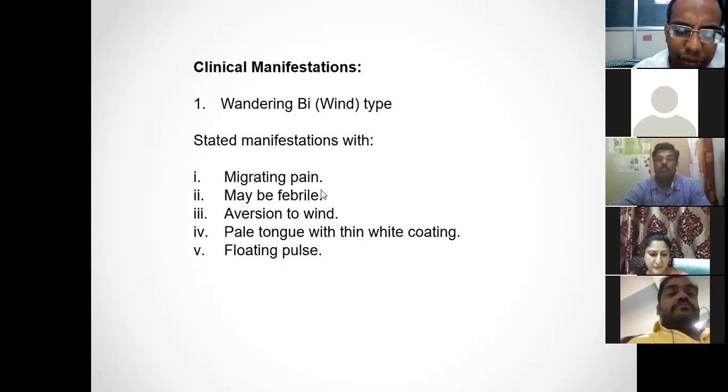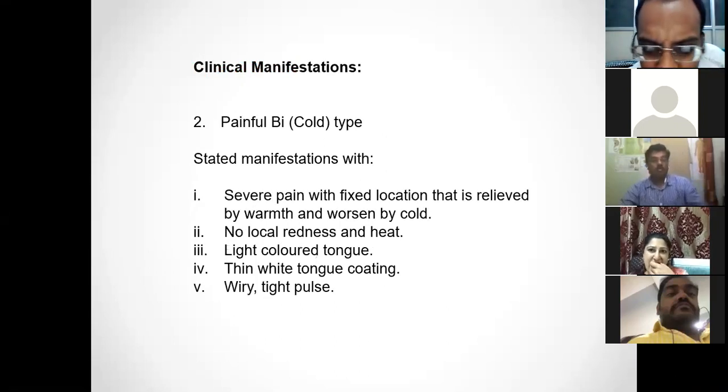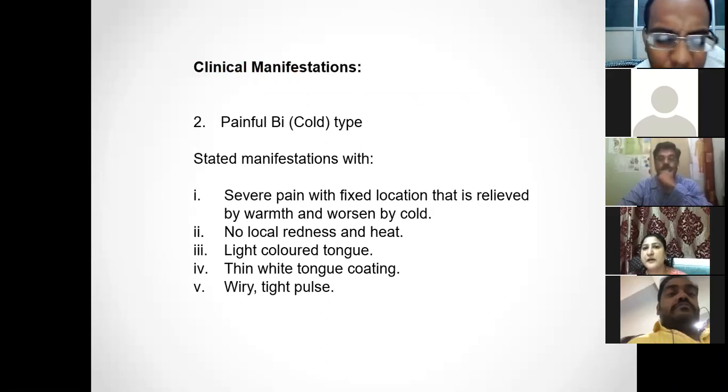Then there is severe pain with fixed location that is relieved by warmth and worsened by cold. There is no local redness and heat, light colored tongue with thin white coating, and a very tight pulse. These are the clinical manifestations. In RA cases, whenever you see aversion to wind, they don't like wind, fan, or air conditioning, because the moment you expose them to wind, their pain increases.